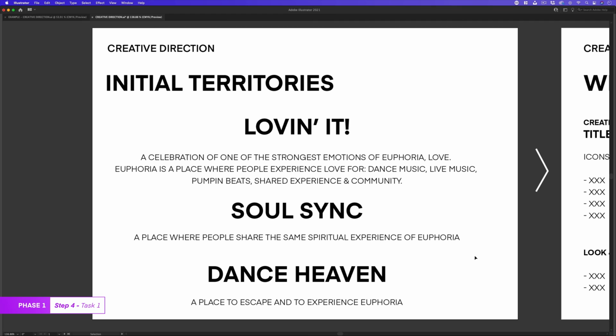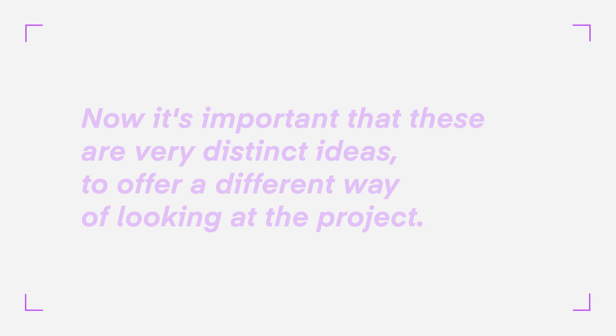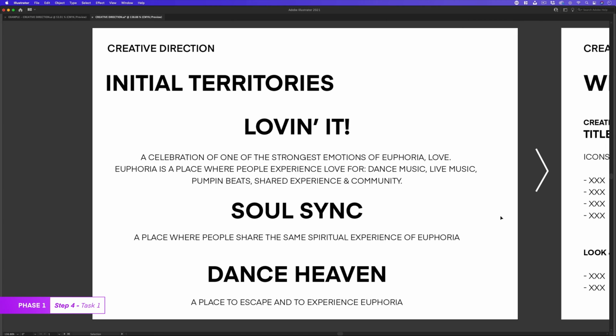So here are 3 very different routes I have identified through my brainstorming process I think would be really awesome to develop a logo around. Now, it's important that these are very different ideas to offer a different way of looking at the project. This will ensure variety is considered and developed later on in the process. Once I'm happy with my chosen territories, I'll move on to the next task.